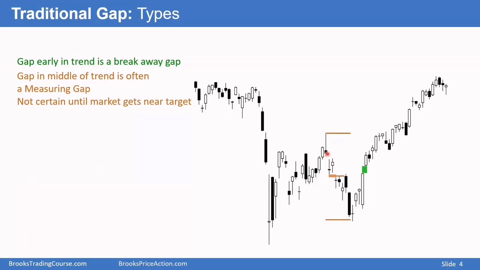We sold off. We have a gap down. Whenever you have gaps, you're always going to be thinking that they could lead to measured moves. Only in hindsight do you know that this was a measuring gap. When you see the market reverse up at just about a perfect measured move target, you know this was a measuring gap. At the time it happened, you wondered if it might be a measuring gap.